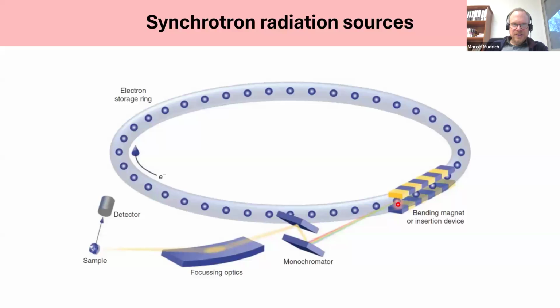As you know, any accelerated charged particle emits radiation. And by controlling the acceleration and the direction of acceleration, in principle, we can try to control the emission of this synchrotron radiation. And then once this is achieved in the insertion device, the radiation is outcoupled from the storage ring and guided into what are called beam lines.